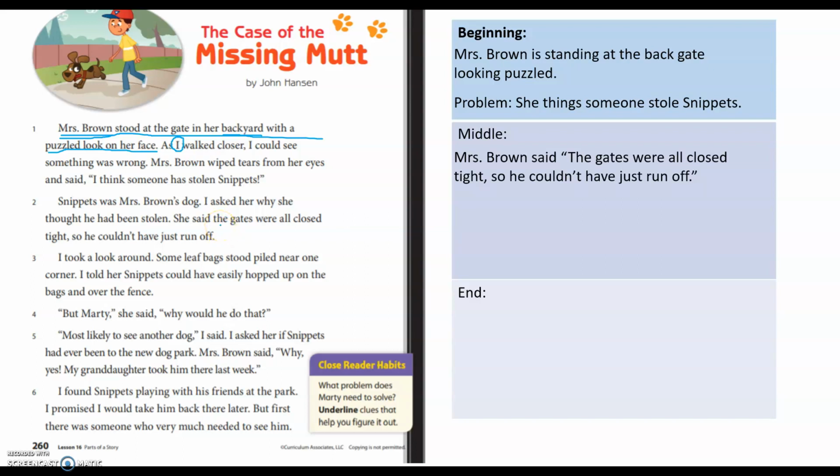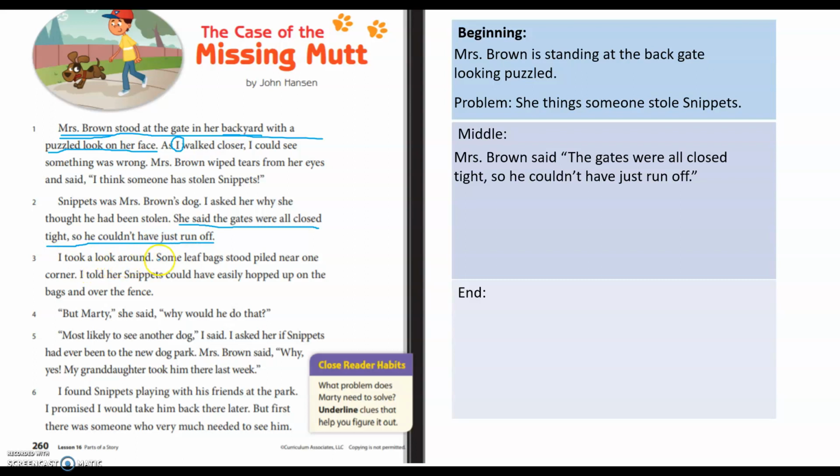The next important thing that we need to make sure that we identify is that Mrs. Brown says that the gates were closed, so the dog couldn't have just run off. So Mrs. Brown reacts through her words by saying the gate was closed.